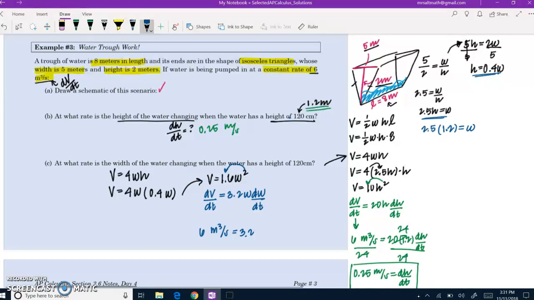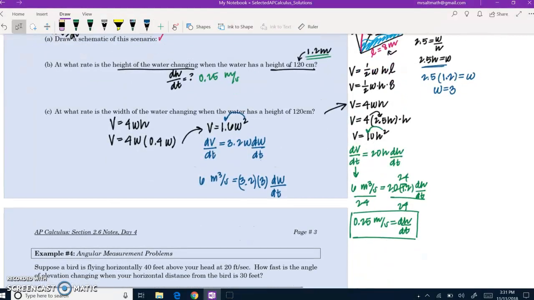So if we plug that in, 2.5 times 1.2, we get that our width value is equal to 3. So over here, we're going to substitute that in for W, and then that way we can solve for dW/dt. If we just divide this out, 3.2 times 3 is going to give us 9.6. So we can divide by 9.6 over here. And if we plug that into our calculator, 6 divided by 9.6, we get 0.625 meters per second, which is the rate of change of our width over time.